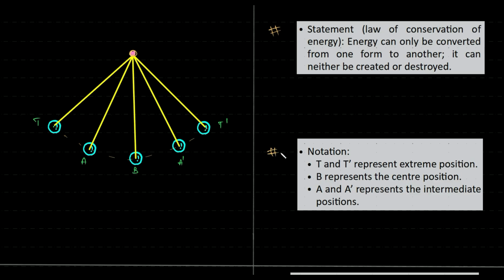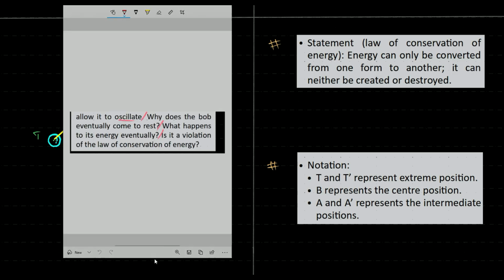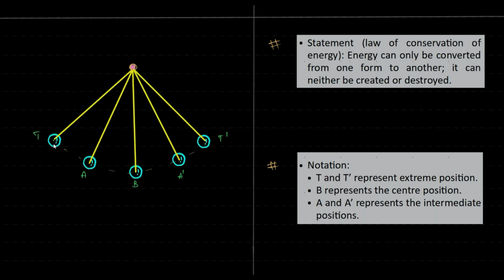And what notation are we using? T and T dash represent the extreme positions. B represents the center position. A and A dash represent the intermediate positions. Intermediate means in between positions. Okay, all this is good. Now, let me copy this actually. We'll be making use of this.